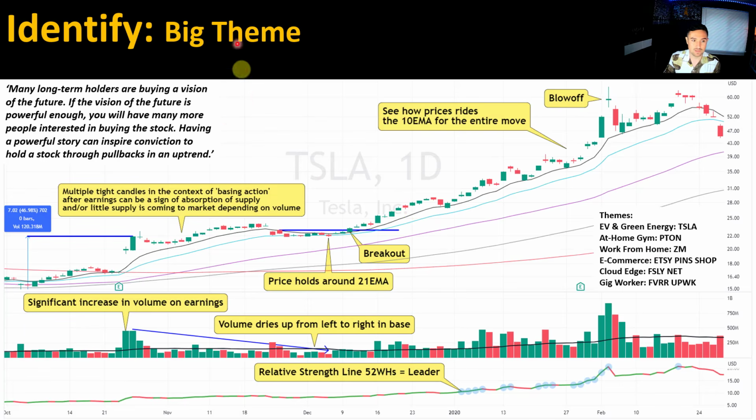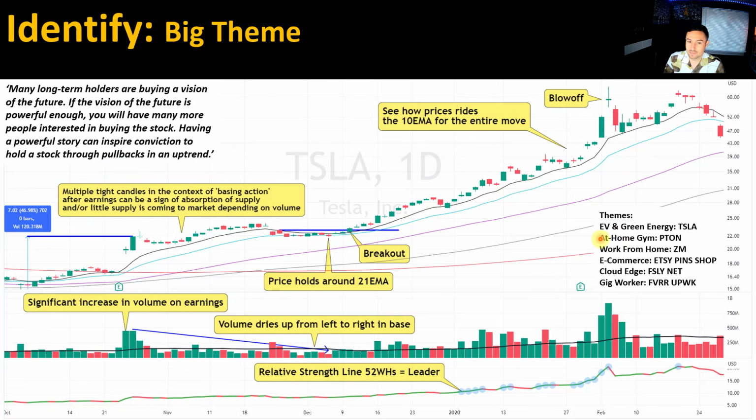So the big theme as well: Oliver will think about themes. He'll try to understand what the theme in the market, or various themes in the market, are. Many long-term holders are buying a vision of the future. Think about Tesla here as well. If the vision of the future is powerful enough, you'll have more people interested in buying the stock. Having a powerful story can inspire conviction to hold the stock through pullbacks and uptrends. I think Oliver there is referring to both himself and to others as well.